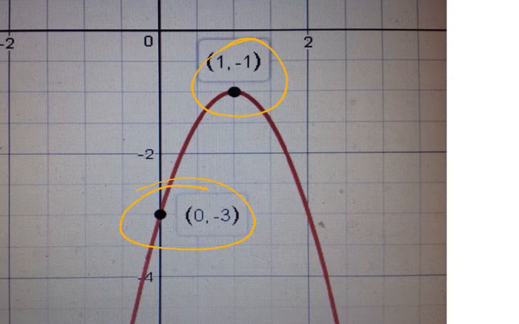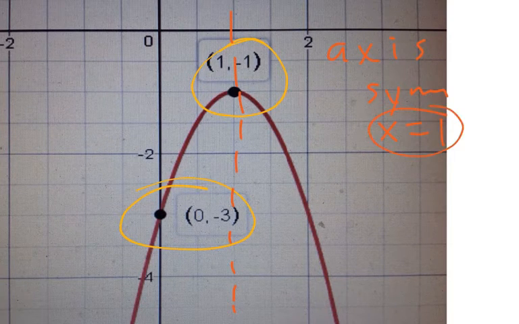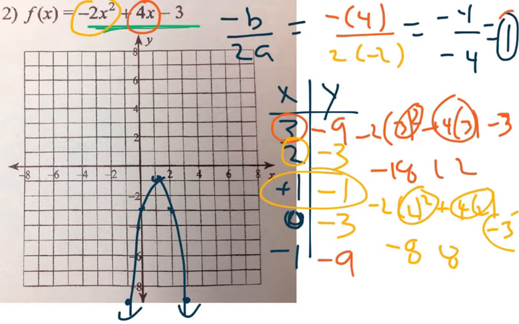But the one thing I want to remind you of, guys, is don't forget that line that splits it in half. That's called the axis of symmetry, and axis sym for short. In this case, our axis of symmetry is x equals 1. And that's also what we got when we did negative b over 2a.